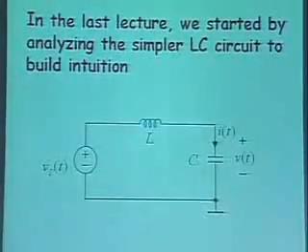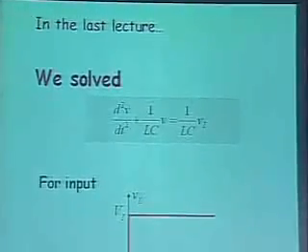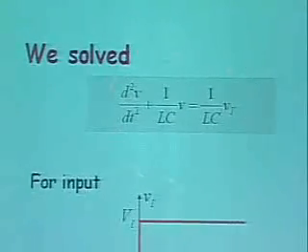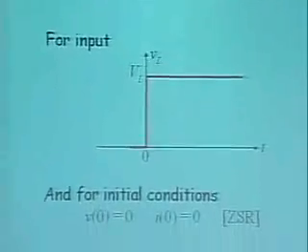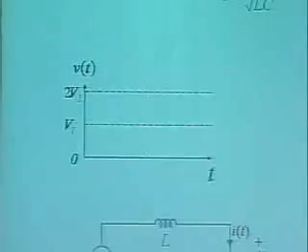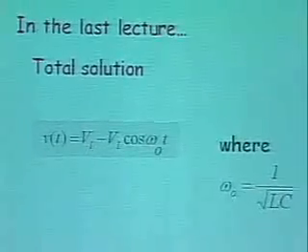So we started off with an LC circuit of this sort, and using the node equation, we showed that this was the equation that governed the behavior of this circuit. Then we said that for a step input and zero initial conditions, that's the zero state response, let's find out what the output, the voltage across the capacitor, looks like. Okay? And so we obtained the total solution to be this.